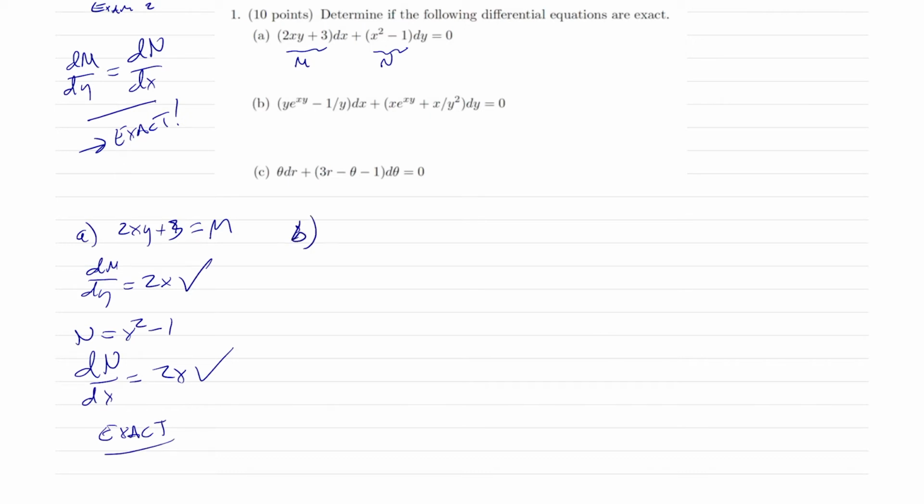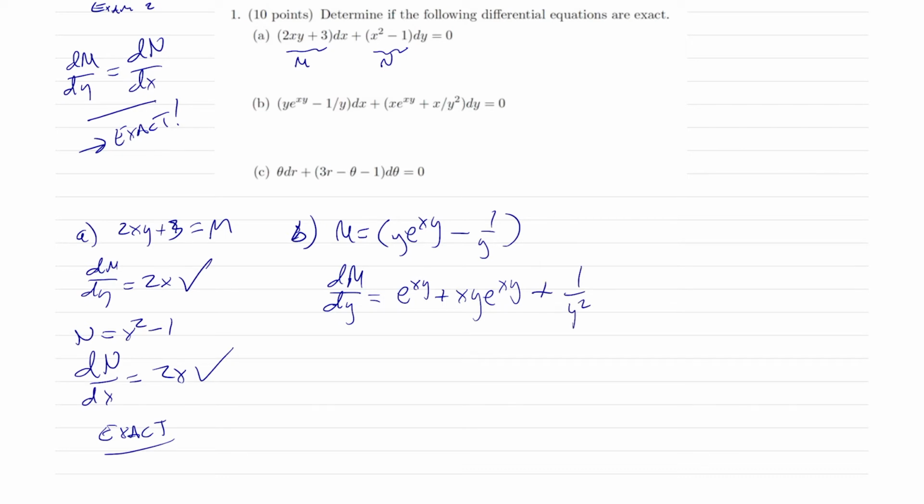Now take a look at B. We have M is equal to y e to the xy minus 1 over y. If I take the derivative with respect to y, by the product rule we have e to the xy plus xy e to the xy minus 1 over y squared times negative 1, so that gives me a plus.